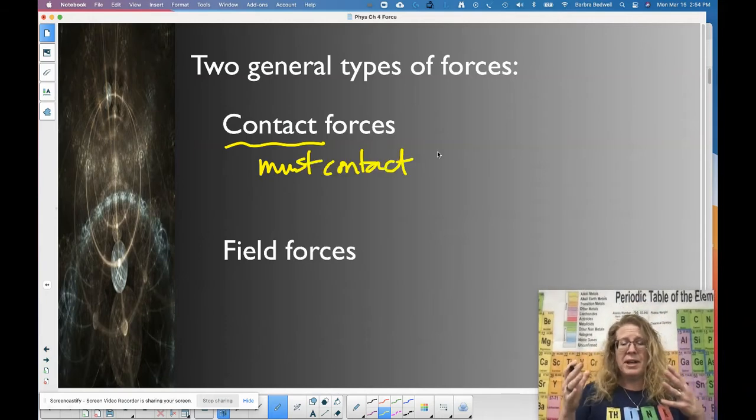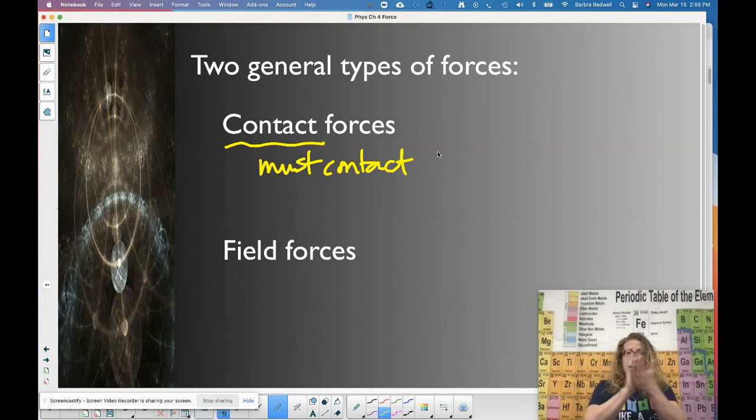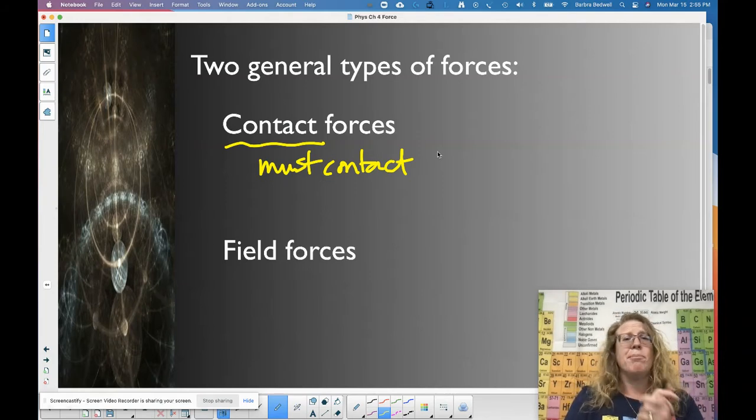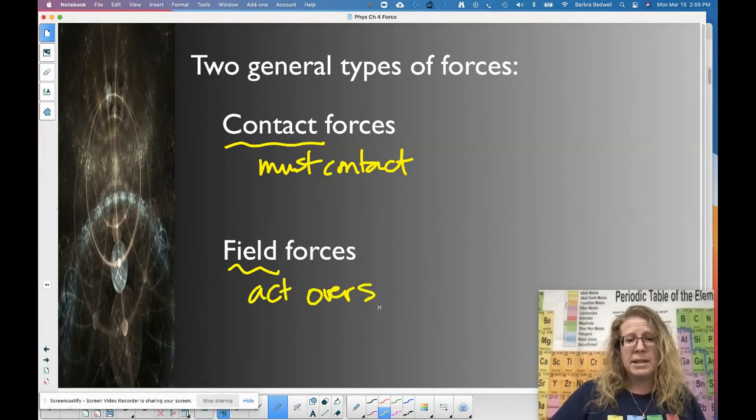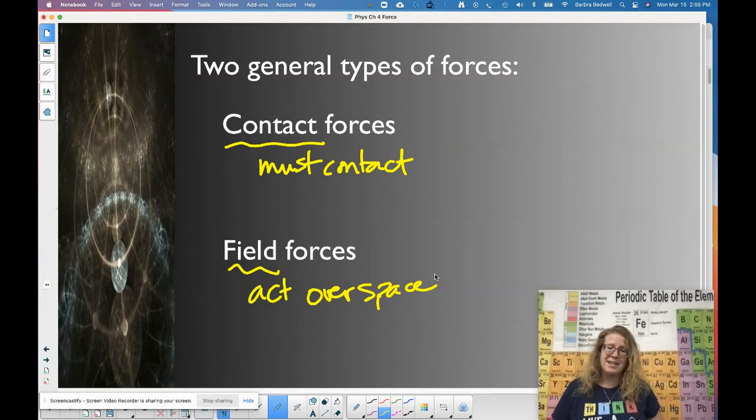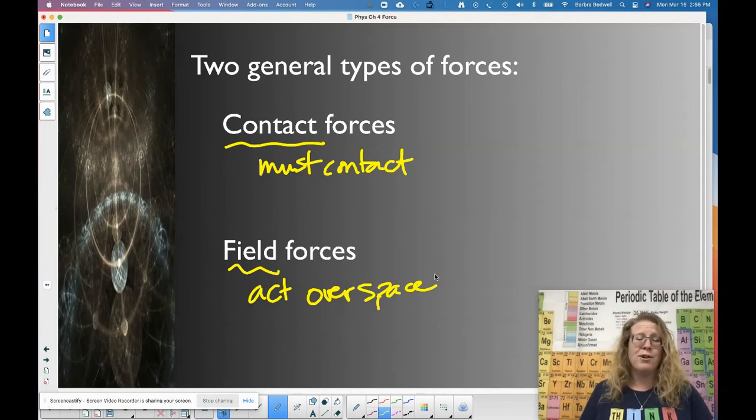There is, at least at the macroscopic level, some sort of physical connection between those two things in order to have a contact force. If you think of a typical push or a typical pull, those are things that have to physically come into contact with one another. This is in opposition to what we would call the generic case, which is field forces. These are a little bit different over space. These are the types of forces where you don't necessarily have to have things touching one another in order for them to exert a force upon one another.